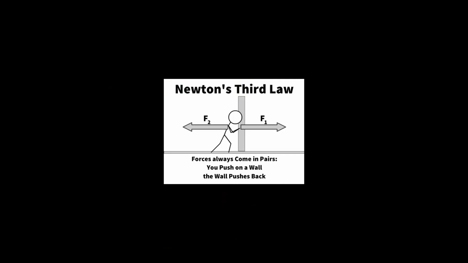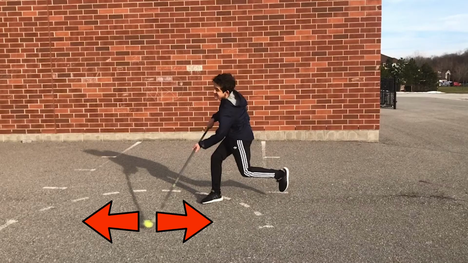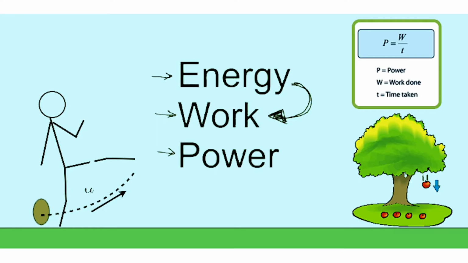Newton's third law states that when one object exerts a force on another, an equal and opposite force is exerted on the object. Technically, the tennis ball did exert a force backwards on the hockey stick. However, the stick has too much mass to actually be affected and for you to realize it. That brings us to the third and final unit.